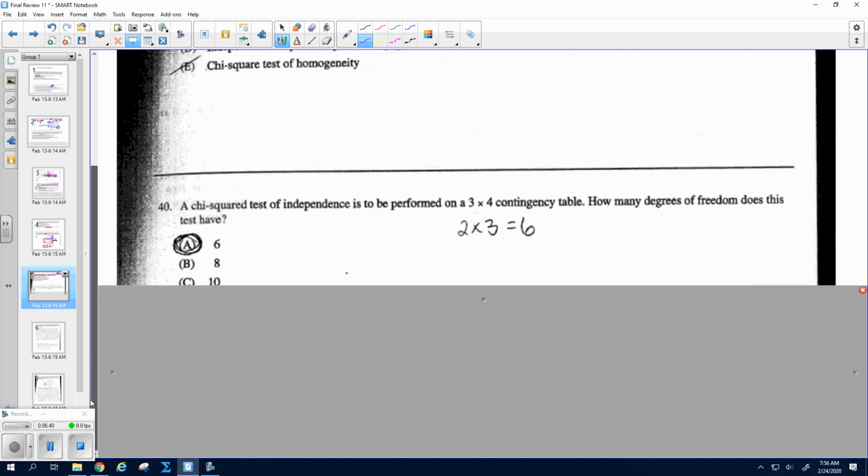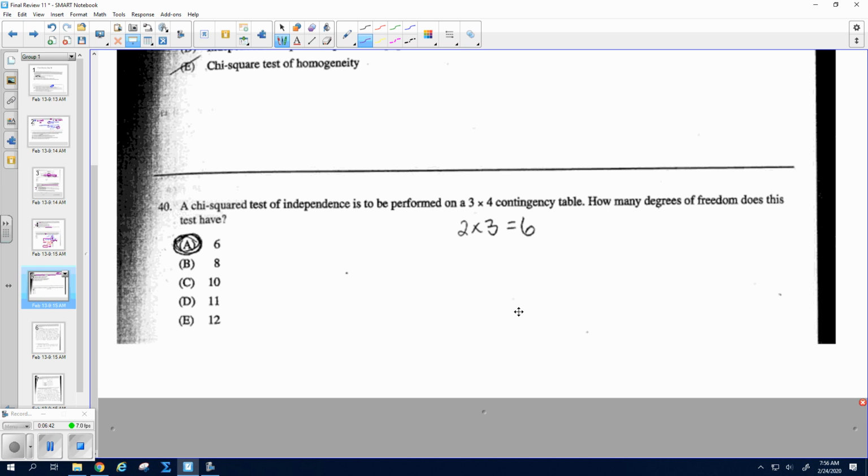And number 40, for chi-square test of independence, it's rows minus 1 times columns minus 1. So if you have 3 by 4, you're going to do 2 by 3, which gives you 6 degrees of freedom for number 40.